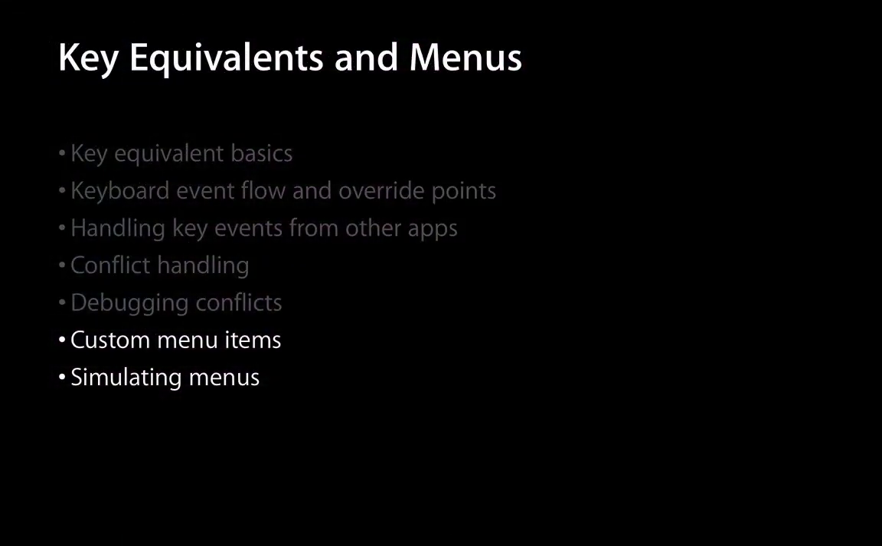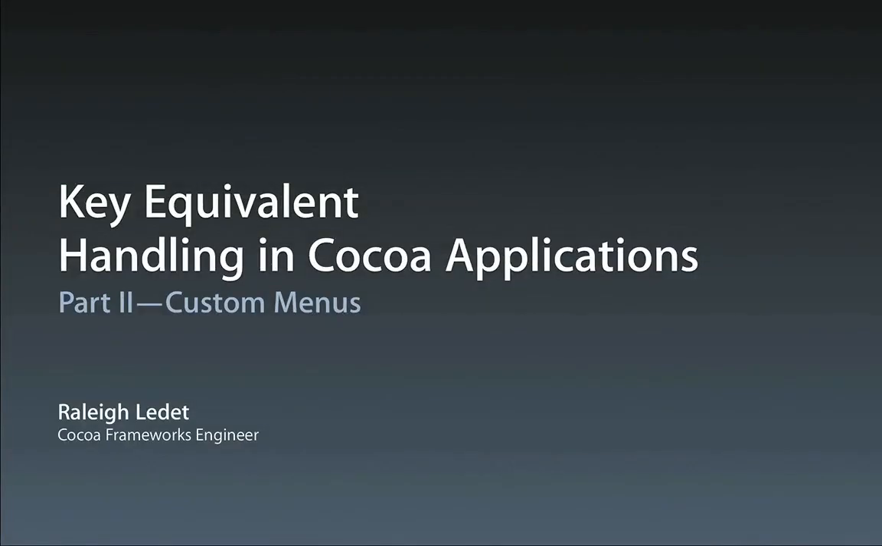So that is the end of the key equivalent portion of this session. I'm going to hand the podium over to my coworker, Raleigh, who will talk about how to create custom menu items like Finder's label view and how to simulate menus when you need the ultimate in flexibility. Thank you, Peter. My name is Raleigh Ledet. I'm a coworker with Peter on the Cocoa Frameworks.